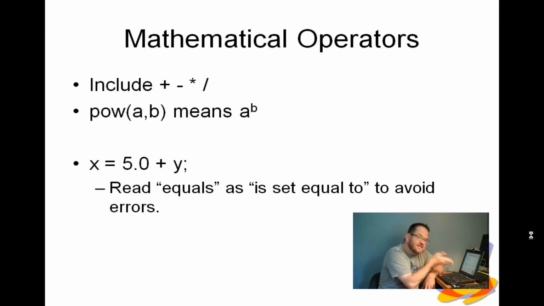So a typical kind of thing you could do in C is, if you have a value in a variable called y, then maybe x could be equal to 5 plus y.